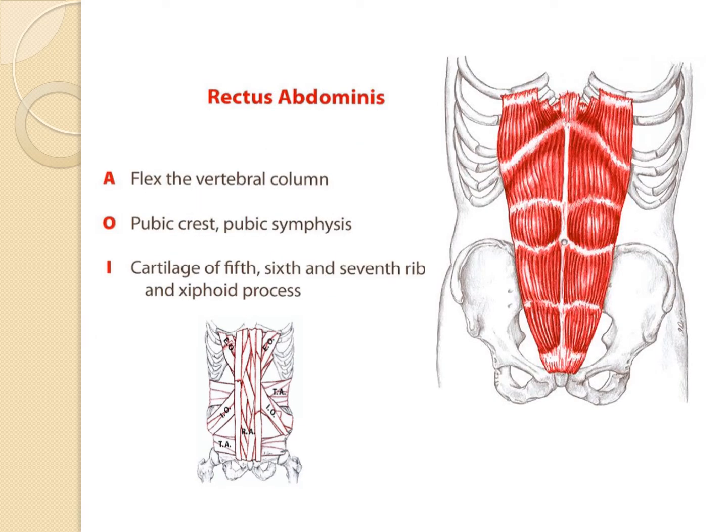The rectus abdominis acts to flex the vertebral column. Athletes often do sit-ups to strengthen this muscle group. This muscle originates on the top of the pubis of the pelvis and inserts on the 5th, 6th, and 7th rib and the xiphoid process at the bottom of the sternum.